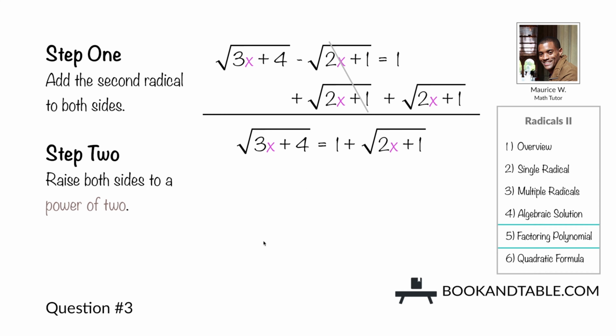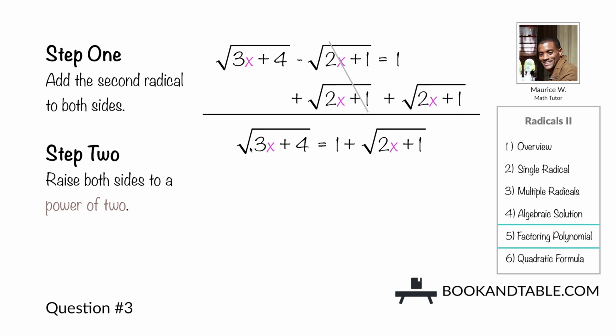And now let's take a look at question number 3. The square root of 3x plus 4 minus the square root of 2x plus 1 is equal to 1. So we want to isolate the first radical. So step 1, add the second radical to both sides, leaving you with the square root of 3x plus 4 on one side, and 1 plus the square root of 2x plus 1 on the right side.